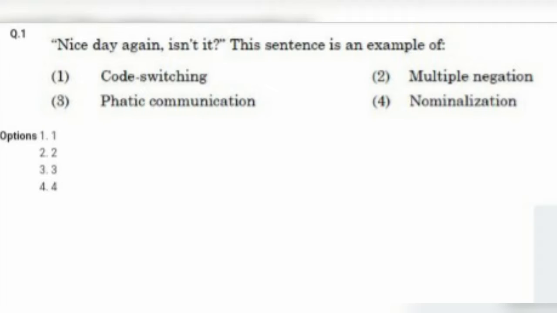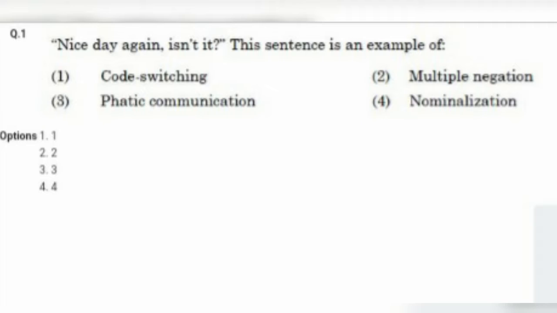This usually occurs when multilinguals, or the speakers of more than one language, engage in a conversation. As for option number 2, multiple negation, it refers to the occurrence of more than one negative in a clause. Coming to option number 3, phatic communication, it denotes or relates to language used for general purposes of social interaction rather than to convey any information.